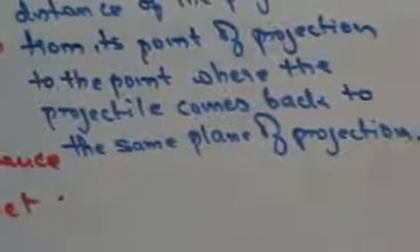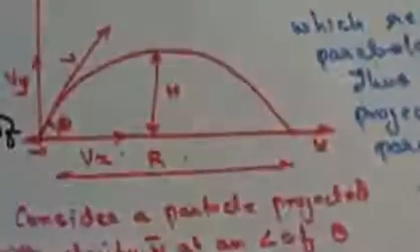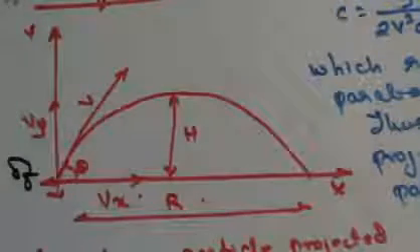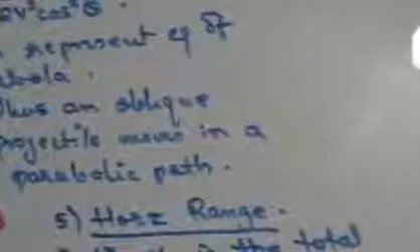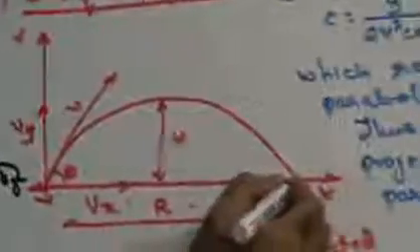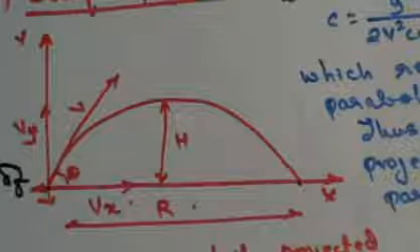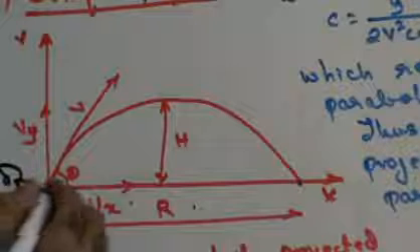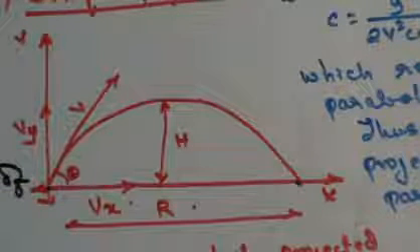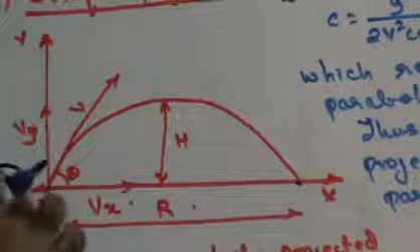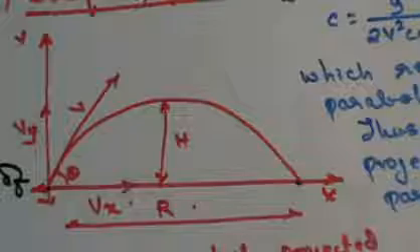Simple language, guys. Look at this diagram. This horizontal distance is called the horizontal range, from the point it is released to the point it touches back the ground. Right? That is called the horizontal range. Now, if you look at this diagram, it was released at this point, it is coming back to this point. What is the vertical distance between point A and point B? 0. Horizontal distance is R. The vertical distance between these 2 points is 0.